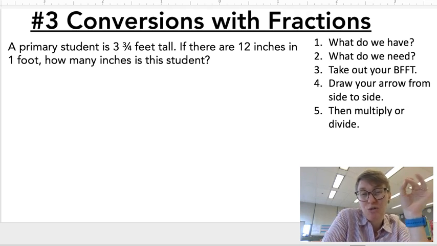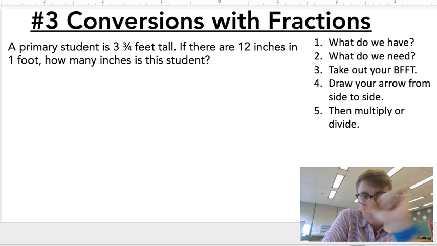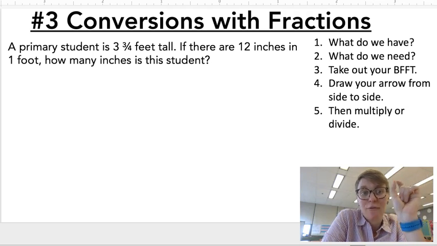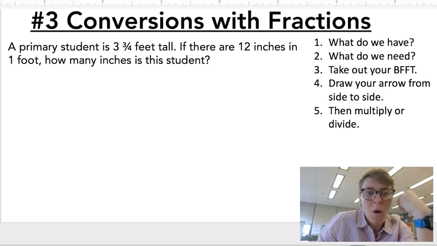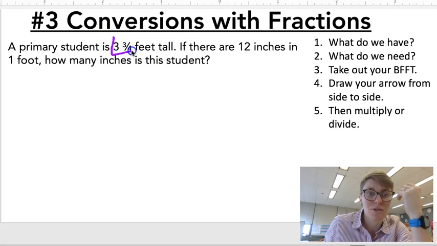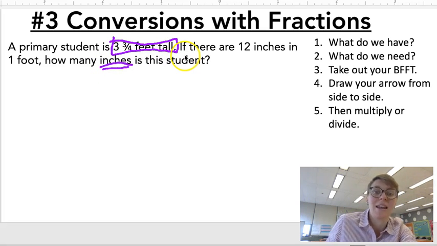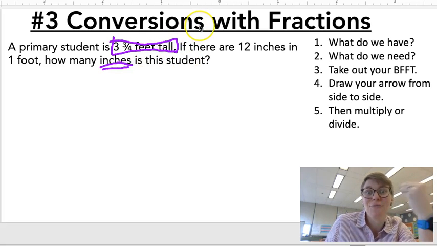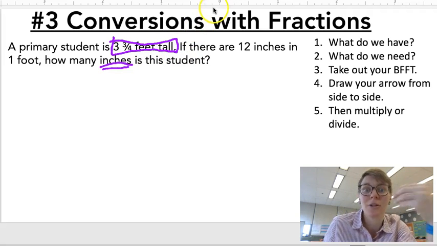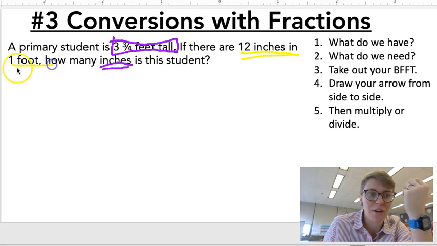A primary student is 3 3/4, there's the fraction, feet tall. If there are 12 inches in every foot, how many inches is the student? Alright, so let's check this out. When we have a conversion, we have 2 different types of units. So I can see here that the student is 3 3/4 feet tall, but it's asking us about inches. So those are my 2 different units, feet and inches. To go from feet to inches, I have to know the unit rate, or my conversion rate. Just like in $1, there are 4 quarters. So right here, I can see that there are 12 inches in 1 foot.